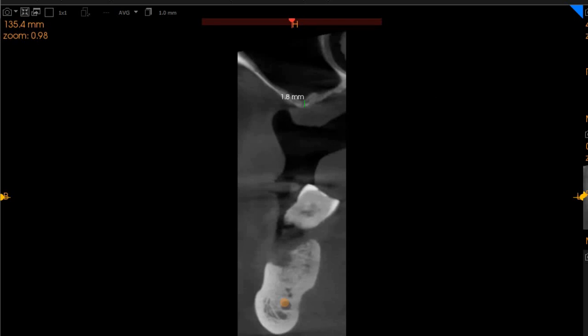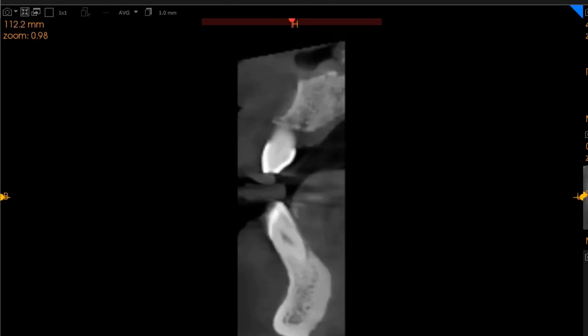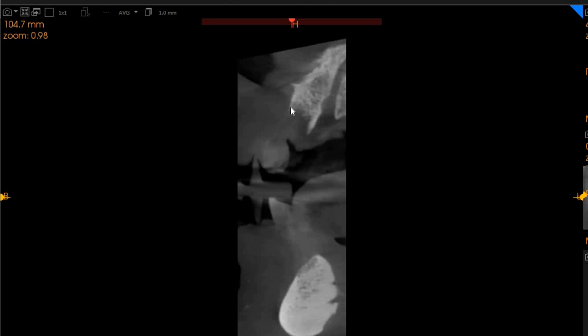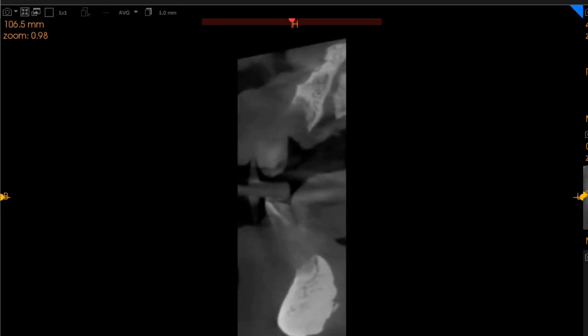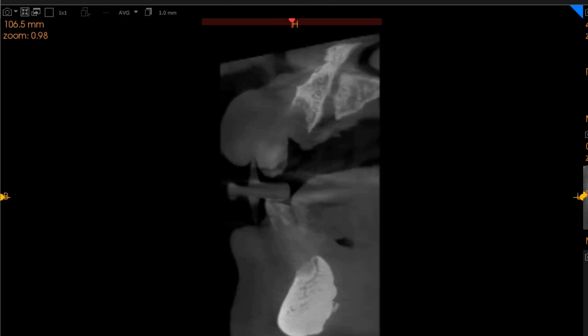Now moving to the upper anterior region. In the upper anterior region, we've got a cortical plate defect on the buccal side. So we've got 6 millimeters of ridge width with approximately 10 millimeters of ridge height in the central incisor region. So this is the most ideal location for an implant placement, with bone grafting and bone augmentation on the upper anterior segment.